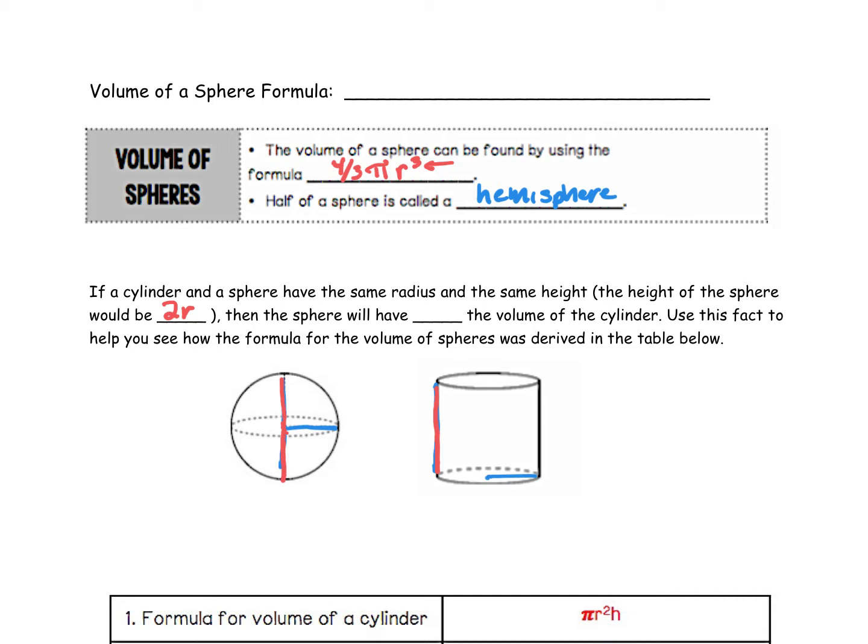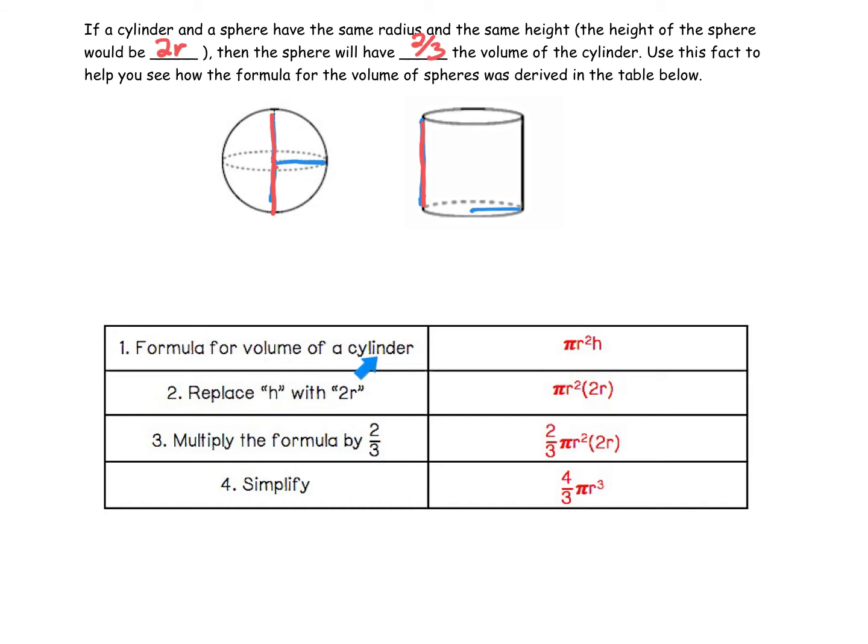So the sphere would have 2/3 the volume of the cylinder. And we're going to use that fact to help us see how the formula for the volume of spheres was derived by the table below. So the volume formula for a cylinder is pi r squared h, so the circle base times the height. And in this case, we're going to replace the height with 2r. Since these are both the same height, this has to be 2r also. So we have the circle base, pi r squared, times the height, replaced with 2r.